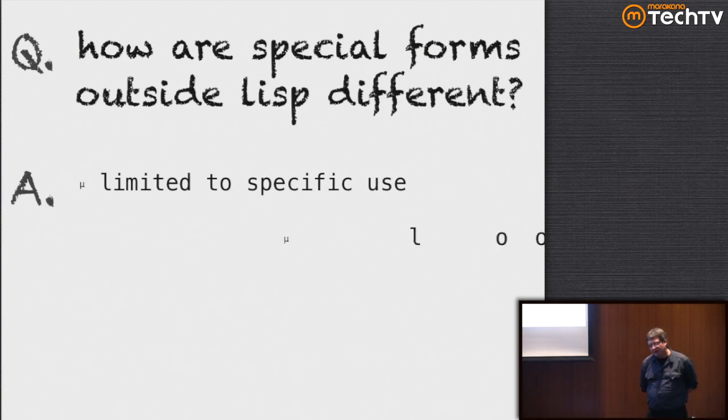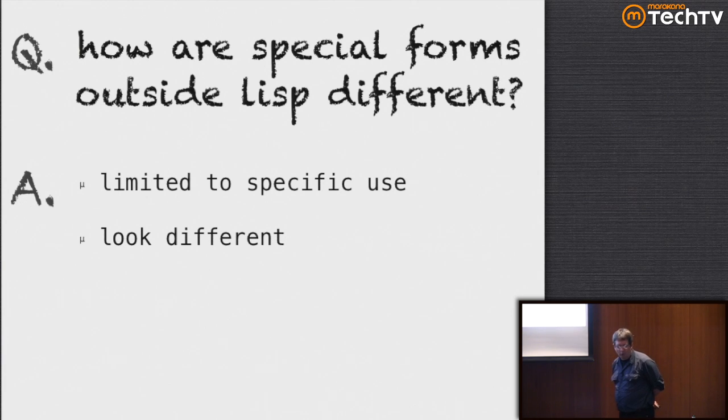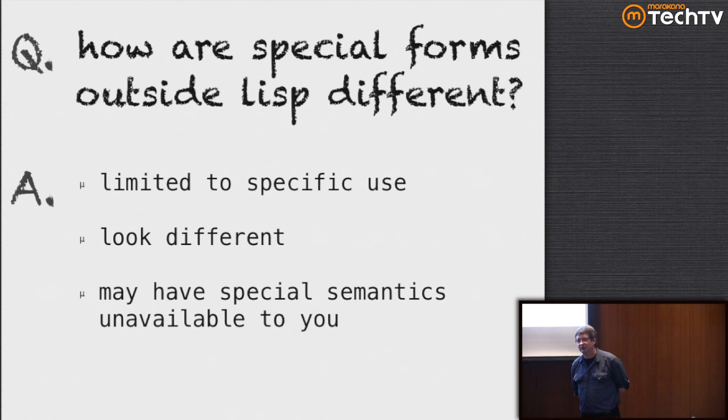And outside Lisp, in languages like Java, special forms are limited to a specific use. You can only use the if statement to make decisions about things, and that's it. They look different from other things. You can't build something that looks like the if statement. In fact, you can't build new statements in Java. You can build functions and methods, but you can't build new statements.